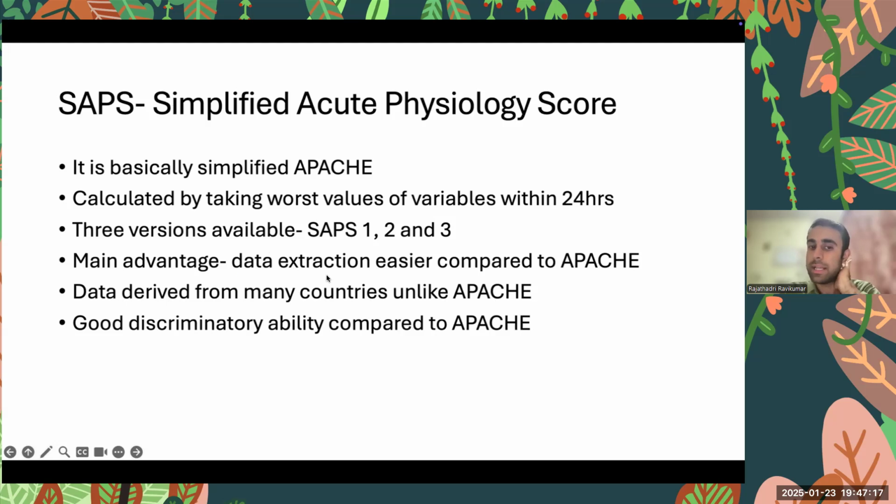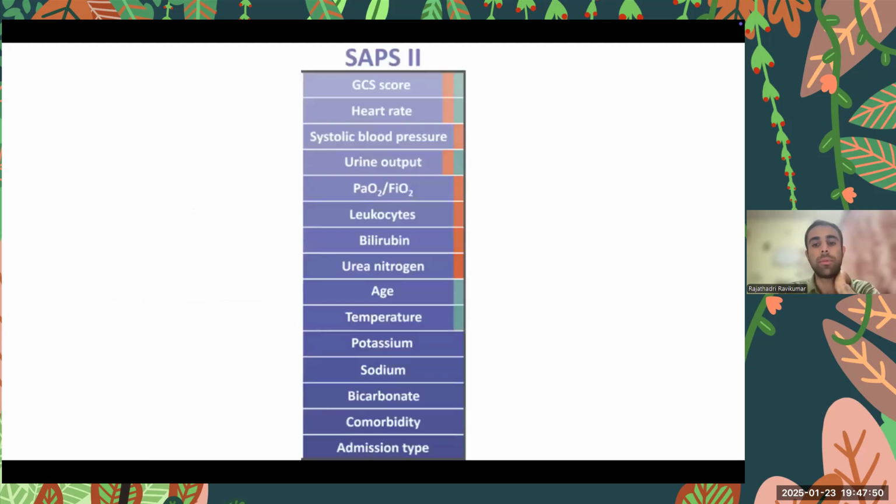So the main advantage: data extraction is easier compared to Apache, and data derived from many countries unlike Apache. But we have to take this with a pinch of salt. Data derived from many countries, but all the countries were European countries initially. The European countries more or less have the same kind of healthcare system, same kind of patient admission and everything. Although they say it is validated in different countries, it's like a homogeneous population, even though it is divided geographically into different countries. Good discriminatory ability compared to Apache. It's not like Apache has a very high AUROC and SAPS has a very low one. These are some of the parameters which they took in SAPS 2.